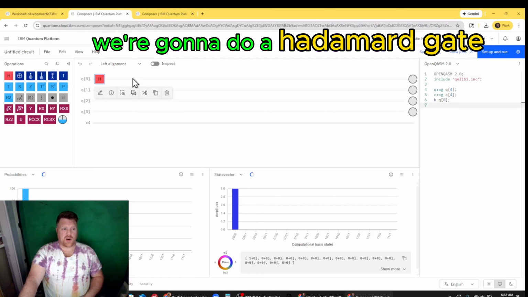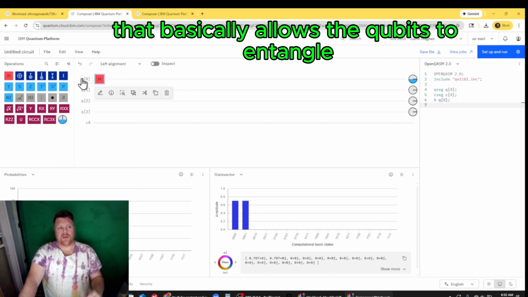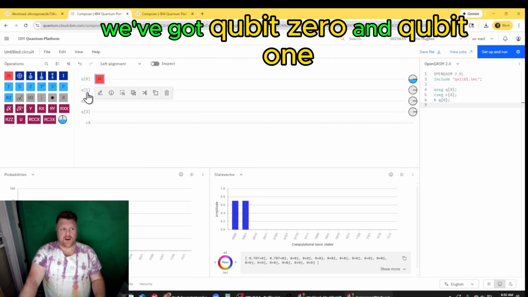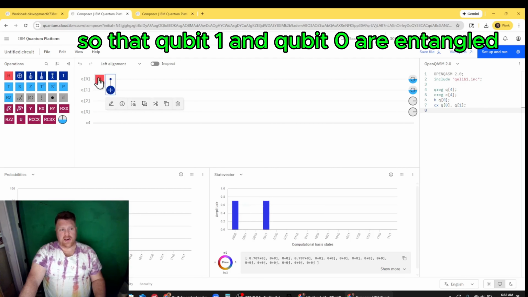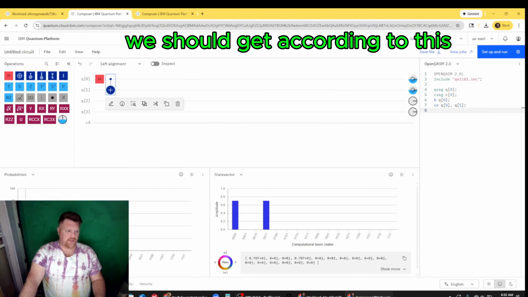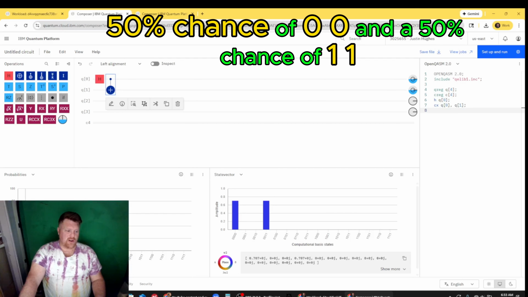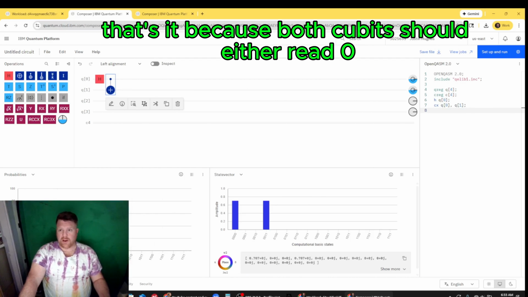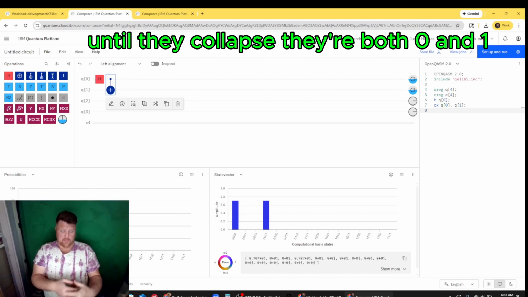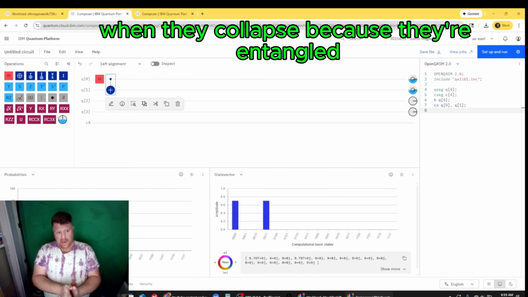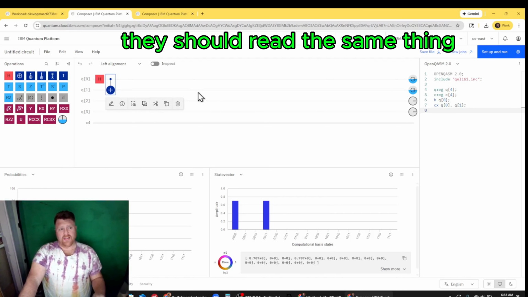We're going to do a Hadamard gate that basically allows the qubits to entangle. We've got qubit 0 and qubit 1. We're going to set up the CNOT gate on that qubit 1 so that qubit 1 and qubit 0 are entangled. We should get, according to this, 50% chance of 0, 0 and a 50% chance of 1, 1. That's it, because both qubits should either read 0 or should read 1 when collapsed. Until they collapse, they're both 0 and 1. When they collapse, because they're entangled, they should read the same thing.